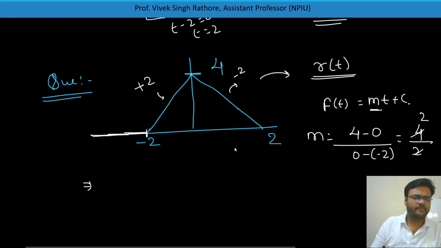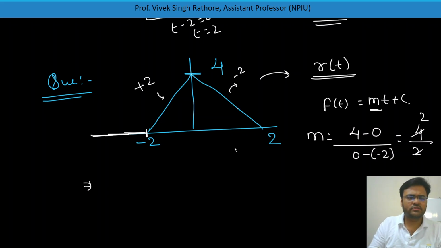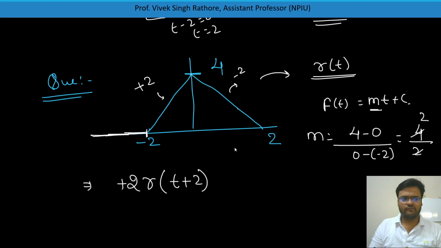So there is a slope change. What is the change of slope? You can do final value minus initial value. The final slope was 2 and the initial slope was 0, so there is a slope change of 2, in the positive direction, so you take plus 2 magnitude. And the ramp starts at t = -2, so you take 2r(t + 2). When you equate t + 2 with 0, you get t = -2.